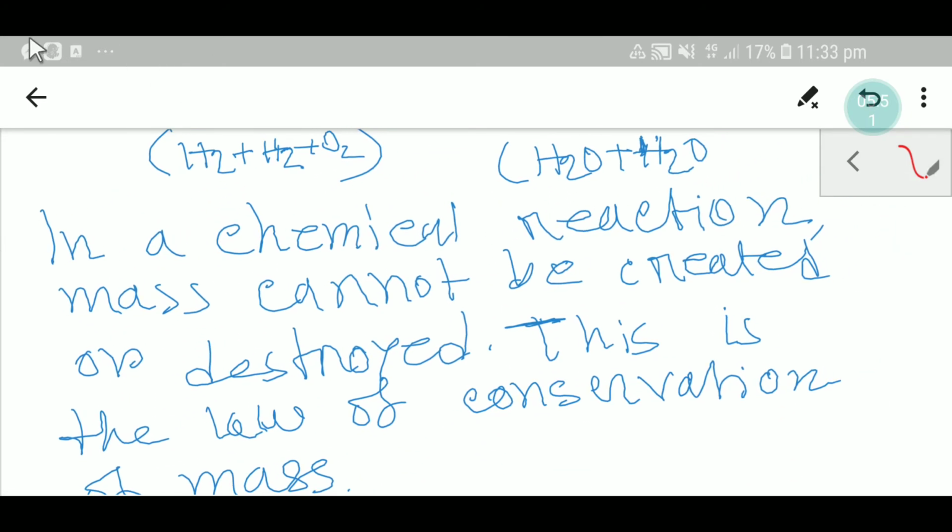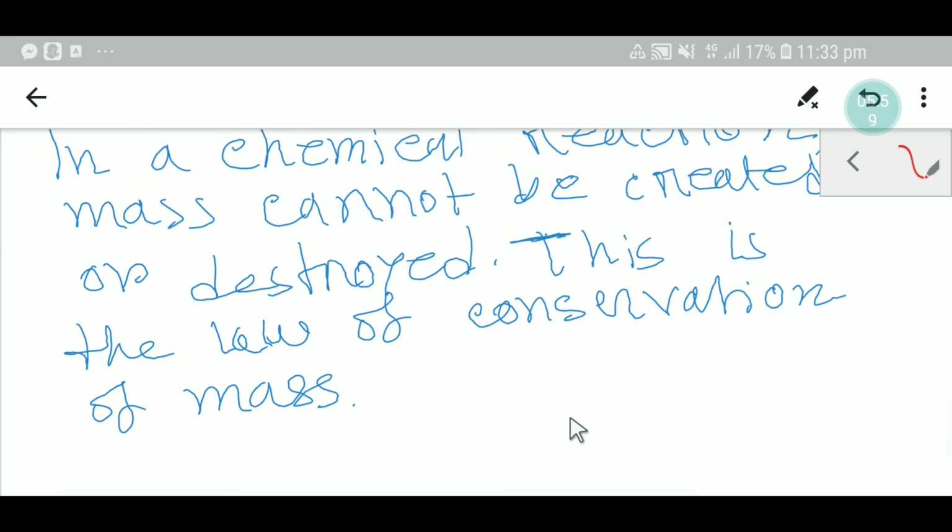So in a chemical reaction, mass cannot be created or destroyed. This is the law of conservation of mass.